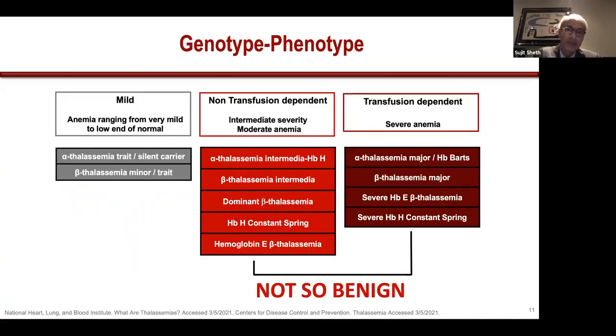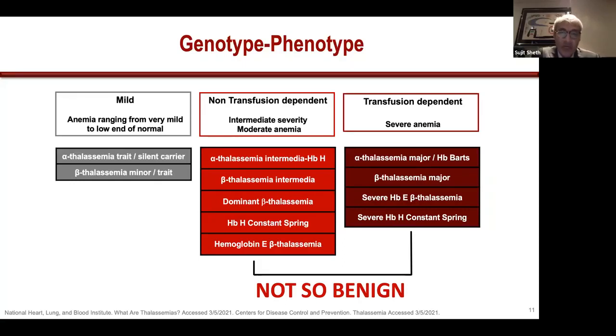There is some correlation between the genotype and the phenotype for this disease, and it ranges from a mild condition where you have anemia at the low end of normal, or a mild anemia. This is what you see with alpha thalassemia or beta thalassemia trait or minor. And then the most severe, on the right-hand side, is the transfusion-dependent individuals who have either alpha thalassemia major, beta thalassemia major, severe hemoglobin E beta thalassemia, or severe hemoglobin H constant spring.